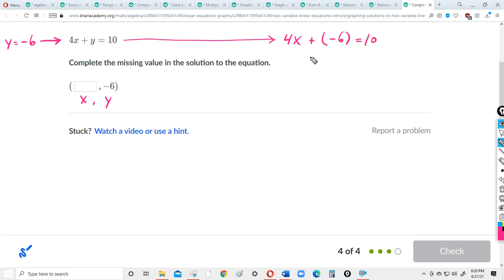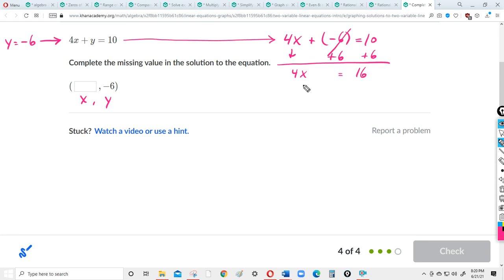Okay, and we want to have letters on one side and numbers on the other. So the opposite of -6 is +6. Alright, you bring down the 4x. -6 plus 6 is just 0, that cancels. And 10 plus 6 is 16.